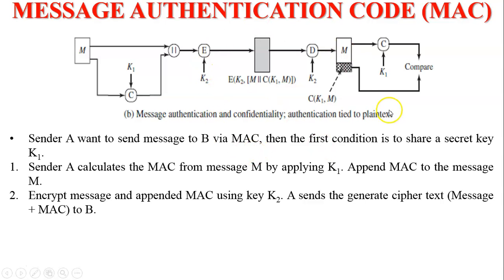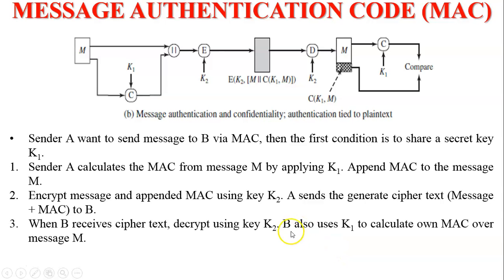the receiver B. Now in this figure you can see this is the MAC and this is the appended message, and both are encrypted with the help of key K2. This is the encryption process, and it is sent to the receiver B. Receiver B accepts that ciphertext, decrypts it with the help of key K2, and B also uses K1 to calculate the MAC of message M.